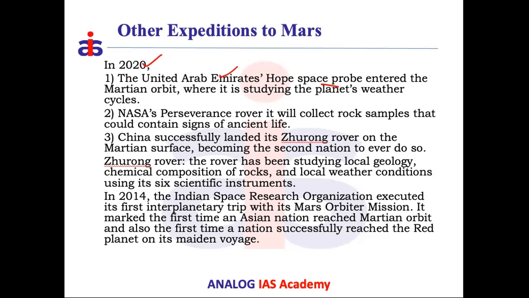Why is it orbiting around Mars? It wants to study the planet's weather cycles. That is the objective of the mission launched by this particular country, and it is a space probe, not a lander. Next, NASA launched one more thing, the Perseverance rover.